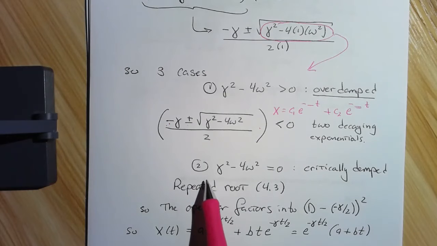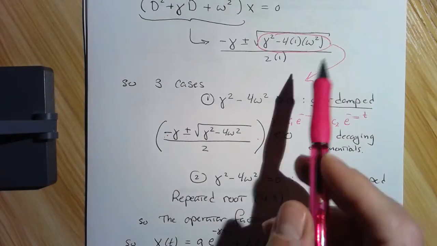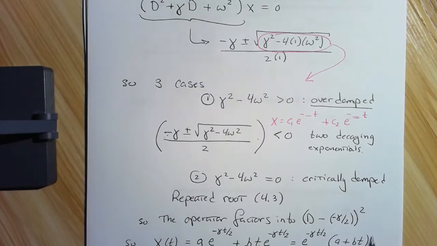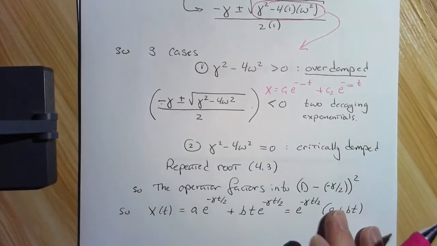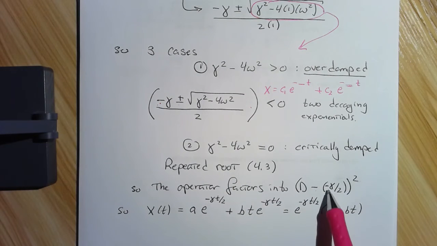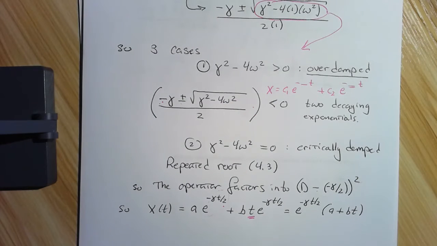In this one, what if the discriminant is equal to 0? Well, then you have one repeated root, minus gamma over 2. So your operator factors into this repeated factor, D minus (minus gamma over 2). So that gives you an e to the minus gamma t over 2. But because this is repeated, you need to come up with another linearly independent function.